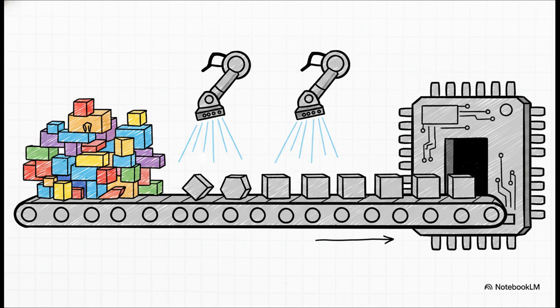Take the word data. The computer reads this character by character. First, D maps to 68. Next, A maps to 65, T maps to 84, and the final A maps to 65 again. So, to a computer, text is quite literally just a sequence of decimal numbers standing in a line.